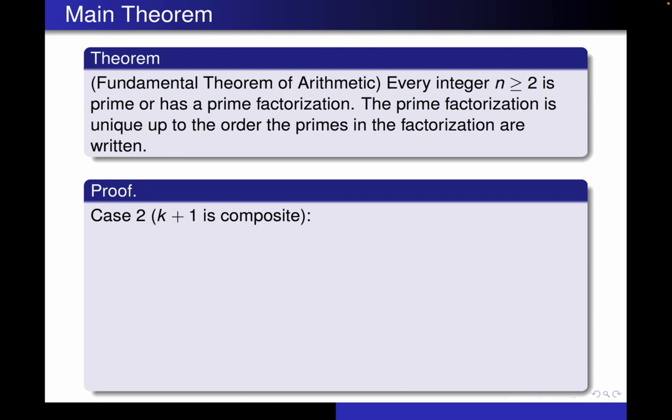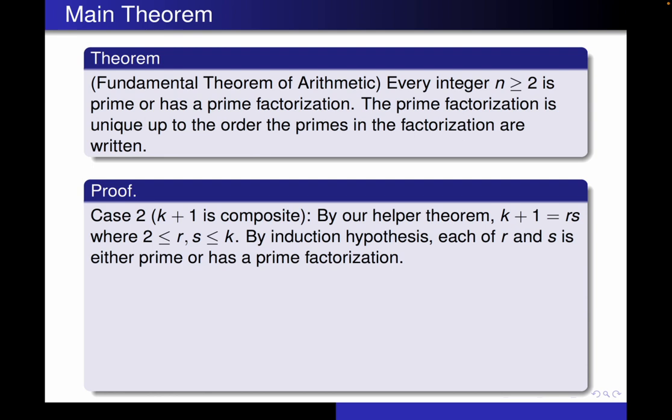Now case 2 is the harder one. That is where k plus 1 is composite. Well, we already had a theorem that said that anytime we have a composite number, we can write it as r times s, where both of those factors are between 2 and k.